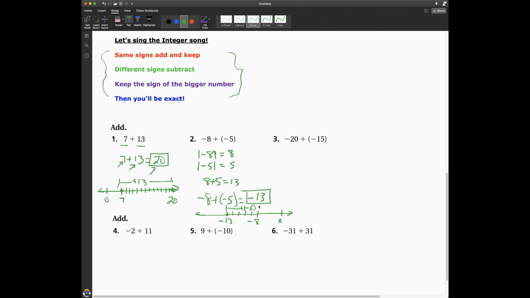Okay, so there you go. Same signs, add and keep. So I'm adding and keeping the sign of the two integers. So for number 3, you can go ahead and pause the video, and I want you to work this problem out and tell me what the answer is.